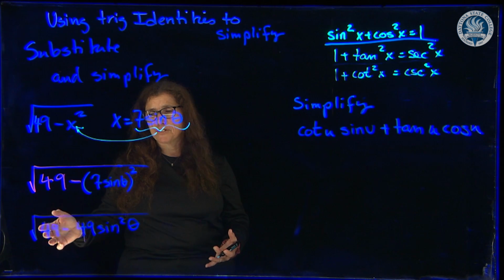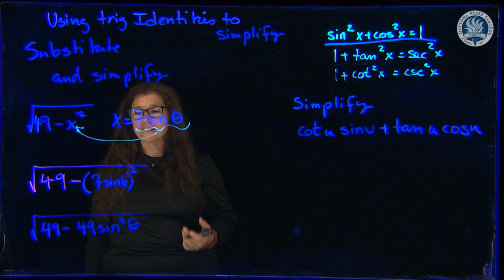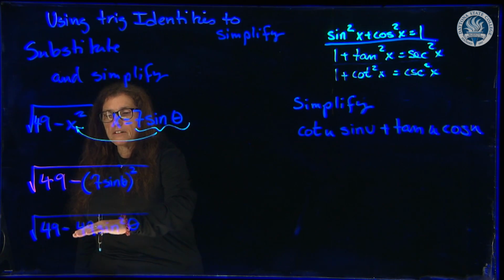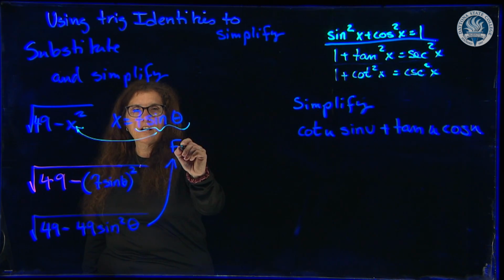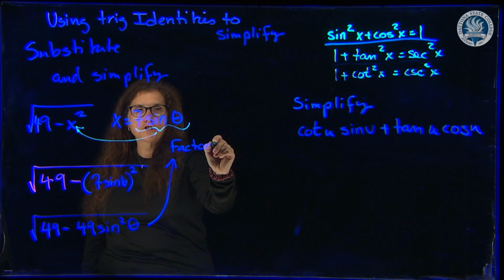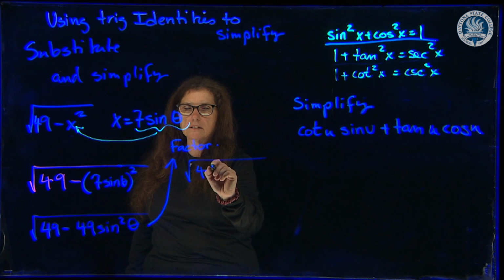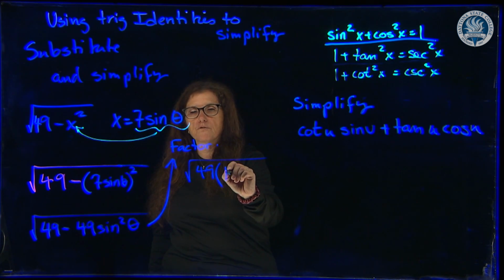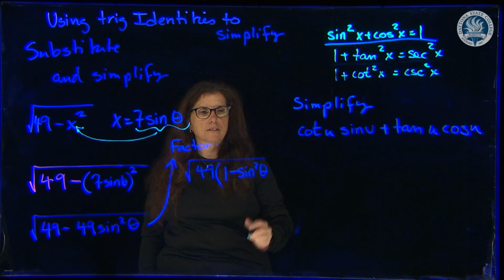Now, in order to simplify it, you can also not just take the square root out of 49, which is 7, and get 7 minus 7 sine. That does not work. It is not allowed in algebra. So in order to simplify that, we need to factor. So factor the GCF. The GCF in this case is 49. And when you factor out 49, you're left with 1 minus sine squared of theta.